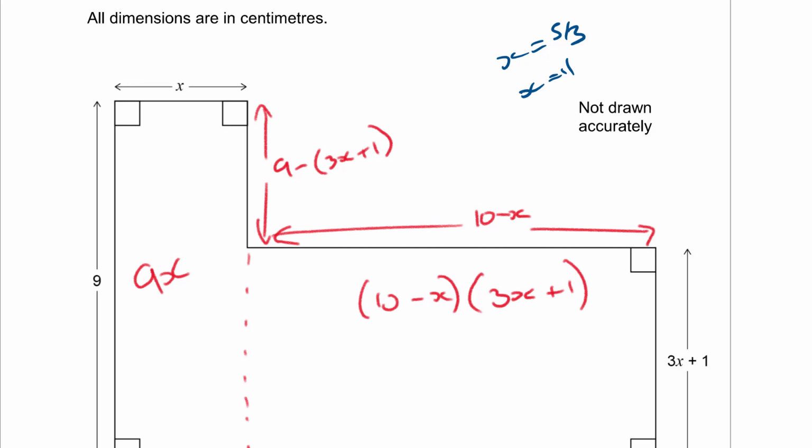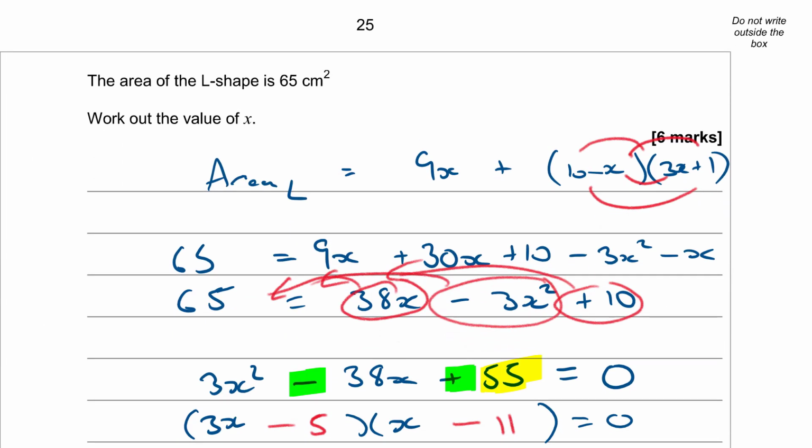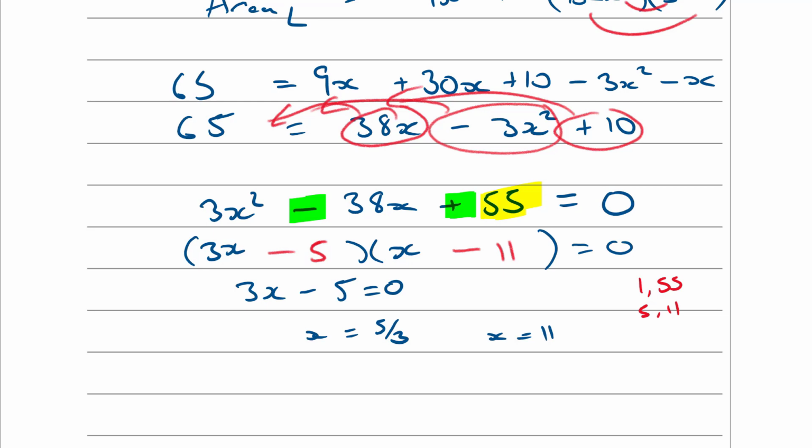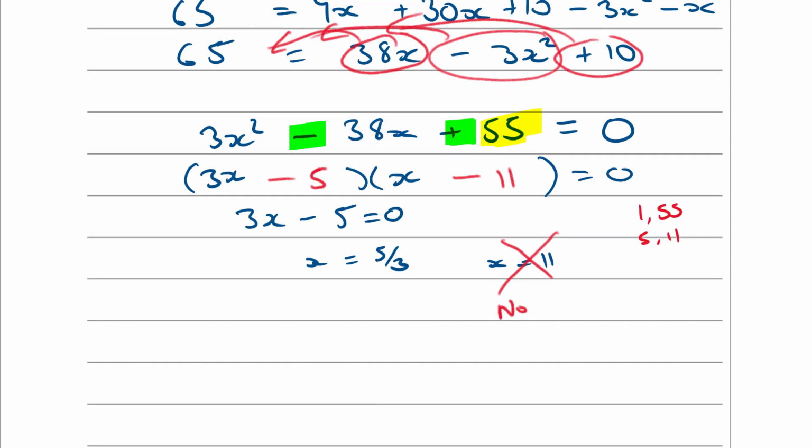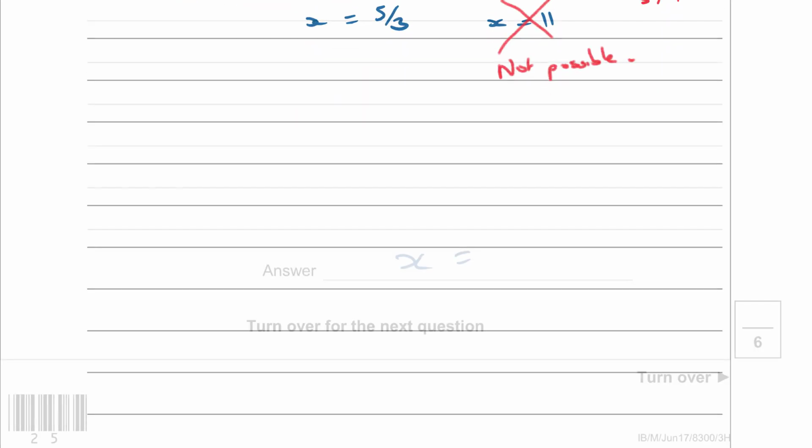Well, if x is 11, then this side here is 10 subtract 11, which is -1. And now in the context of this question, x equals 11 doesn't make any sense. Okay, so whilst it is a solution to that quadratic, it is not a solution to the problem. So we're going to have to rule this one out. And I'm going to write underneath, not possible, to show that I considered it and decided against it. So the answer is 5/3.